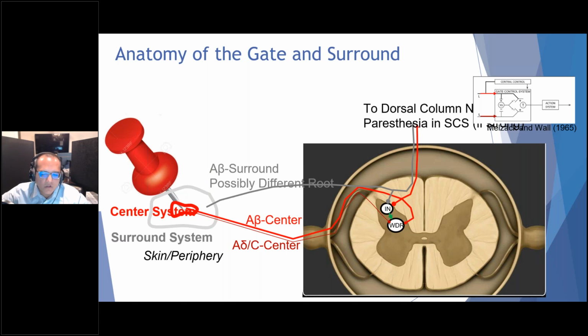Now there's something called surround inhibition, and that is a different mechanism than gate control theory.